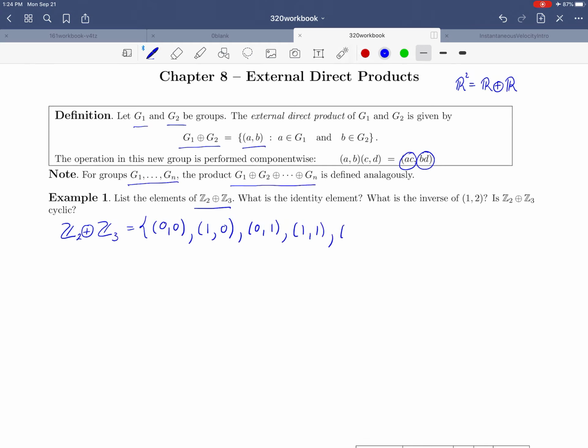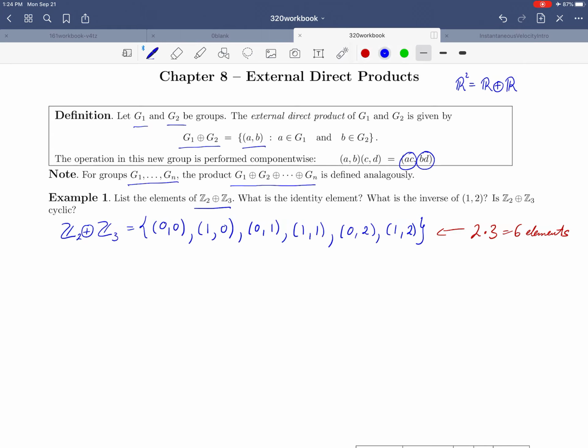What else do we have? Z3 also has 2 in it. So we also have (0, 2) and (1, 2). And I think that's pretty much it. Since there are 2 things in Z2 and 3 things in Z3, we really got everything. We have 2 times 3 elements total. So here is our first little result. If there are 2 things in Z2 and 3 things in Z3, then we have 2 times 3 elements in Z2 plus Z3, and certainly this generalizes to bigger groups.